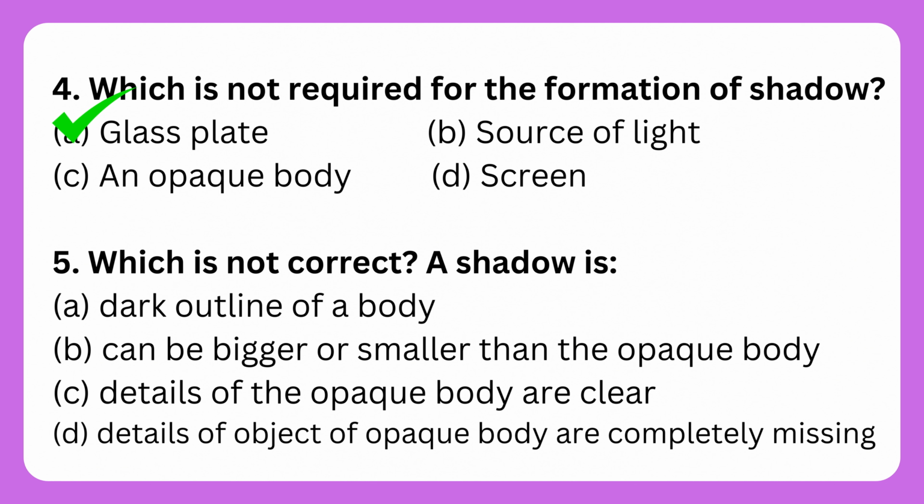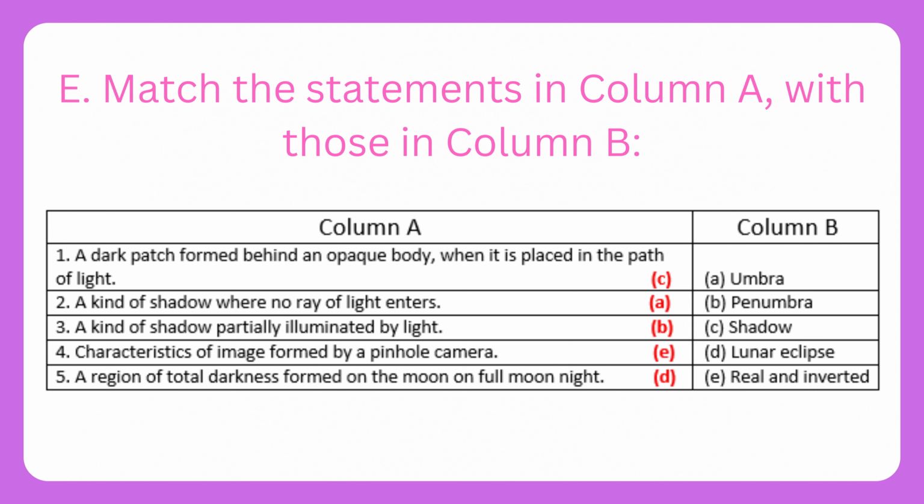5. Which is not correct? A shadow is: A. Dark outline of a body. B. Can be bigger or smaller than the opaque body. C. Details of the opaque body are clear. D. Details of the opaque body are completely missing. Answer: C. Details of the opaque body are clear. E. Match the statements in column A with those in column B.